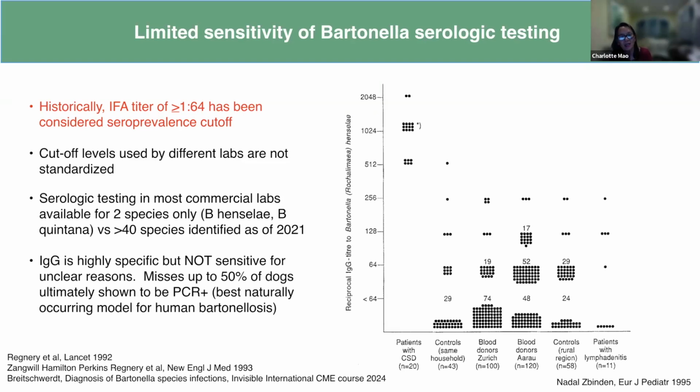Also, it's important to note that most commercial labs test for only 2 species of Bartonella, however, more than 40 species have been identified, although not all of those have been linked to disease in humans. But the bottom line message is that IgG for Bartonella is highly specific testing, but is not sensitive for unclear reasons. And in studies in dogs, which are the best naturally occurring model for human Bartonellosis, Bartonella serology was shown to miss up to 50% of dogs that were ultimately shown to be infected with Bartonella by positive PCR testing.